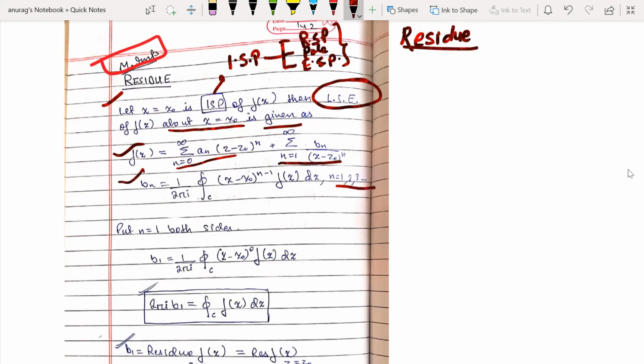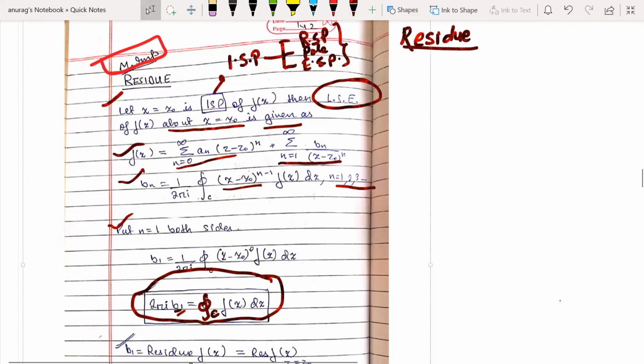I told you this in the Laurent series expansion. Now put n equal to 1 on both sides. So b1 is equal to 1 upon 2 pi i times the closed integral of f(z) dz. So take 2 pi i to the left hand side: closed integration f(z) dz equals 2 pi i b1. So this line integration can be found with the help of b1 also. This b1 is actually called the residue of any function f(z). So in the expansion of this Laurent series, b1 is very important. What is b1 here? b1 is in your Laurent series expansion.